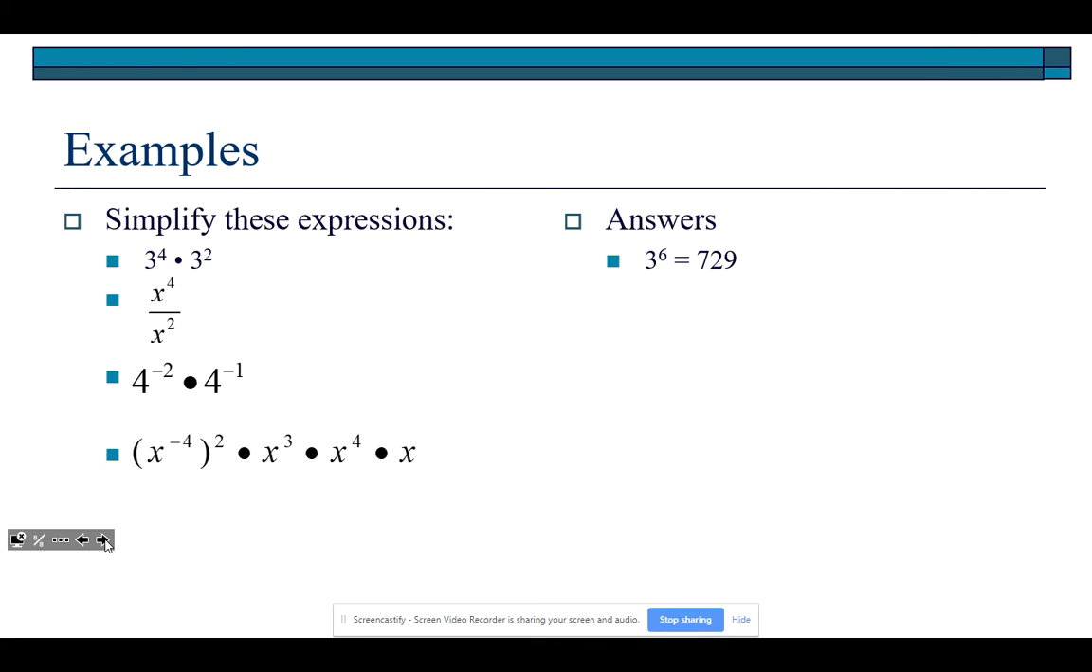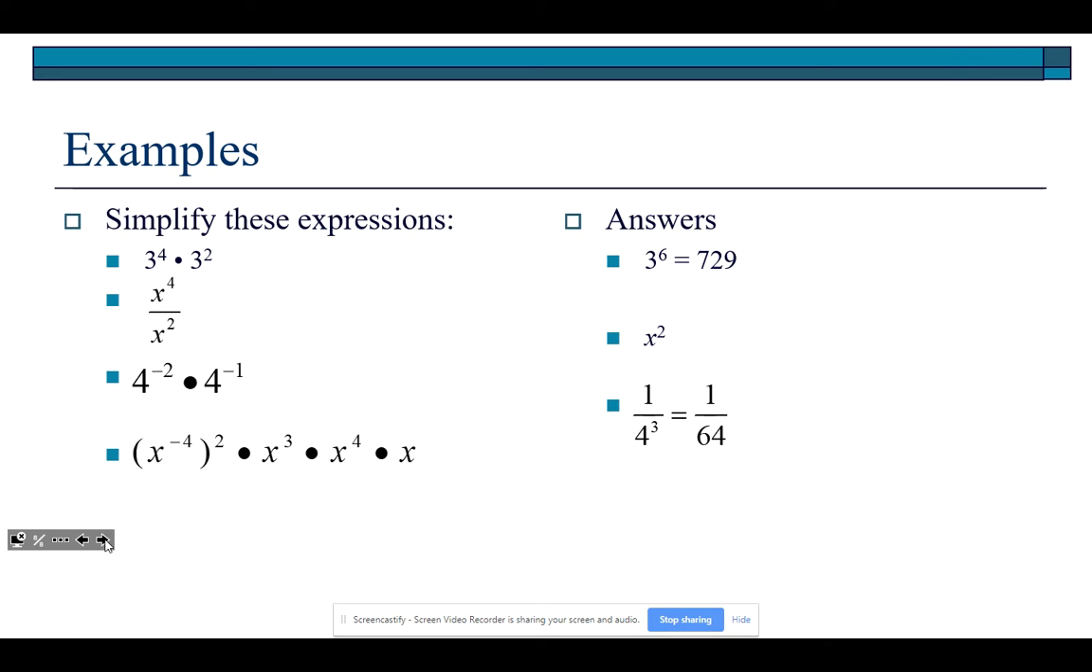For the second one, x to the 4th divided by x squared, we'll use rule number 2 and subtract the exponents, and we get 4 minus 2, which is 2, so the answer is x squared. For the third one, the first thing we need to do is add the exponents. So negative 2 plus negative 1 is a negative 3. So that gave us 4 to the negative third power. We needed to move it down to a denominator. So now we have 1 over 4 to the third power. When evaluating that, that becomes 1 over 64.